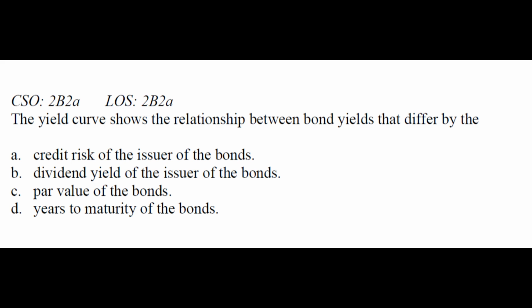C. Par value of the bonds. Incorrect. Par value is the bond's face value and does not determine the shape of the yield curve. Bonds with different par values can have similar yields if other characteristics are the same. D. Years to maturity of the bonds. Correct. The yield curve plots bond yields against their remaining years to maturity, making maturity the defining variable on the horizontal axis. Correct answer. D. Years to maturity of the bonds.